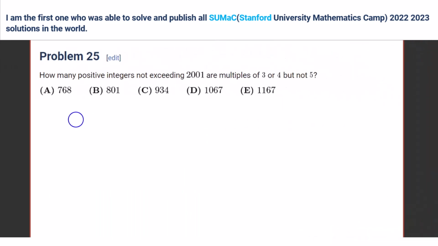Have you heard pi? No. Pi is principle of inclusion and exclusion.